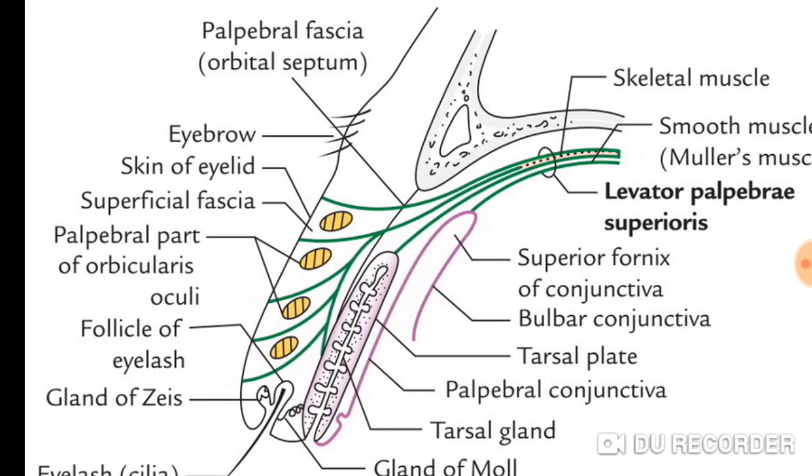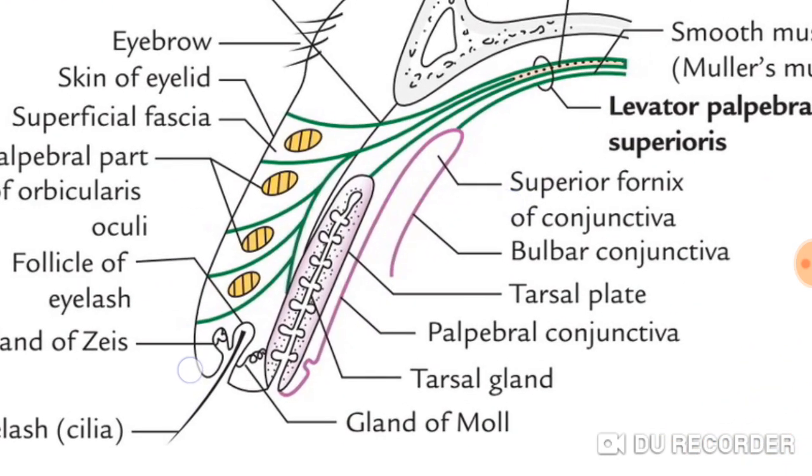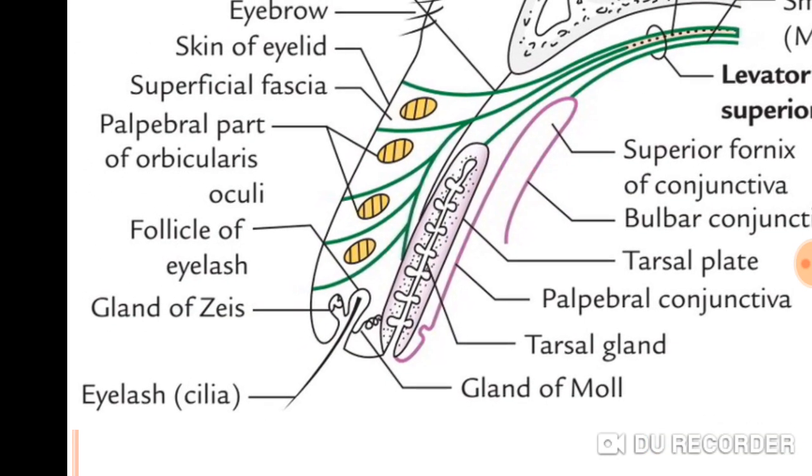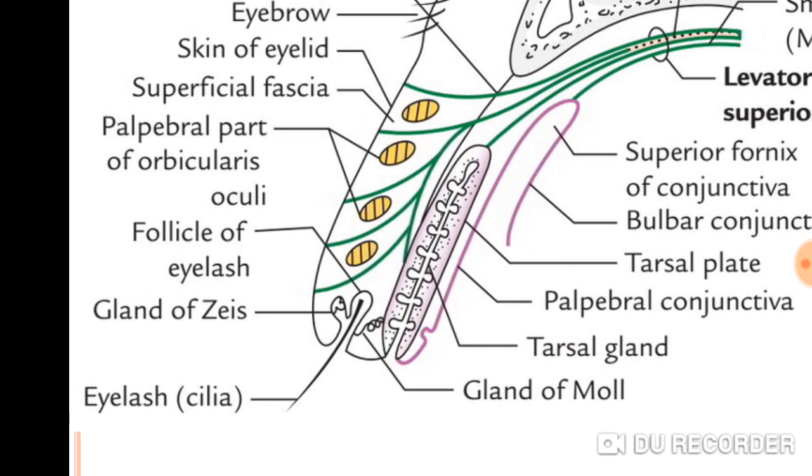The conjunctiva, just remember that it is basically the skin of the eyeball. So over here is your eyeball, and the eyeball is covered by this bulbar conjunctiva, and this bulbar conjunctiva forms the superior fornix, and then it comes and covers the under surface of the eyelid as well. So it forms the palpebral conjunctiva.